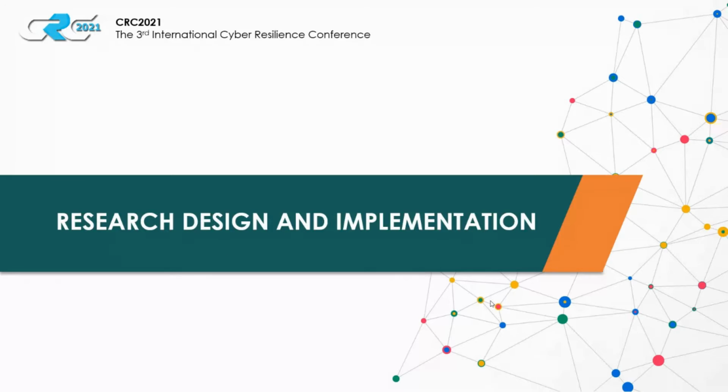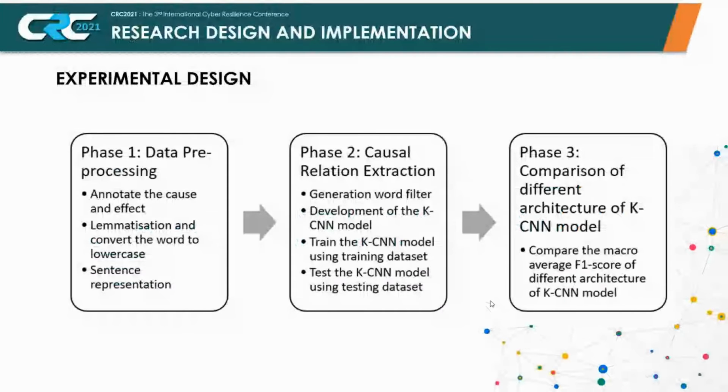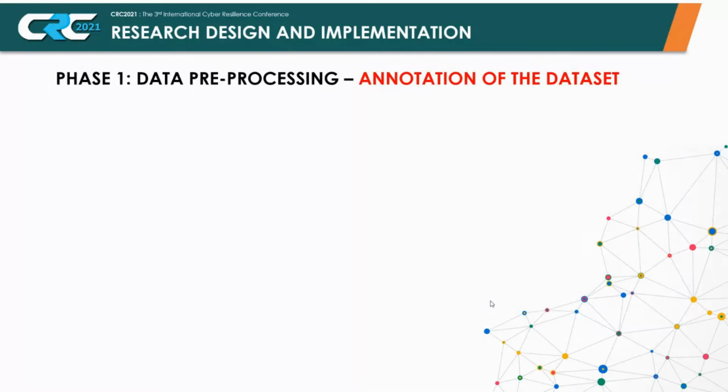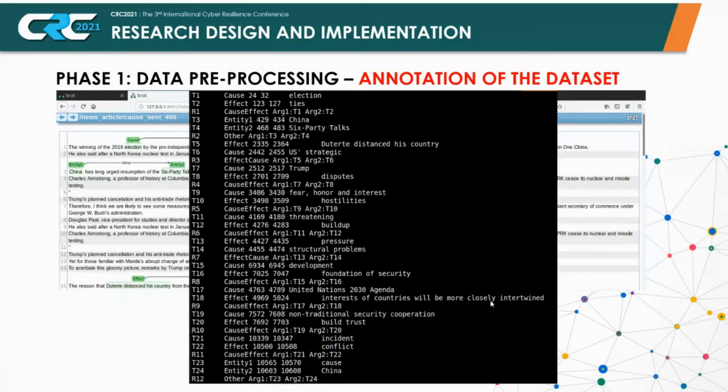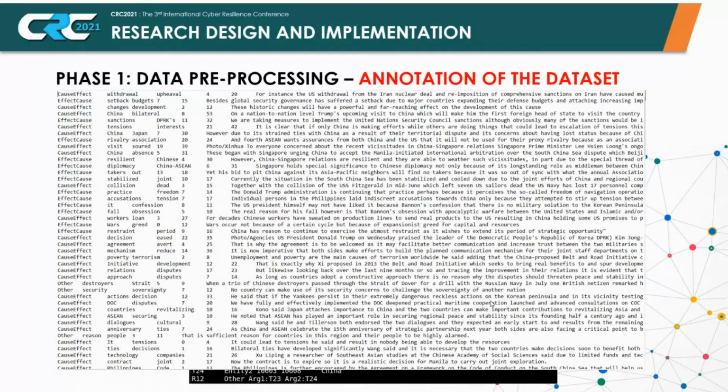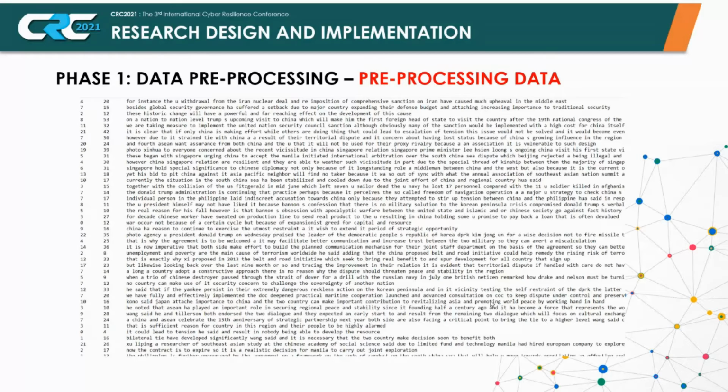For research design and implementation, they are also the same as the methodology. There are 3 phases: data processing, causal relation extraction, and the comparison. So in phase 1, data pre-processing and annotation. Here is the annotation using BRAT annotation, and then the entities extracted. Next, I will extract it into text form with the relation also. Lastly, we will labelize the sentence into the lower form and also the base form, with the index of the entity, the cause and effect.